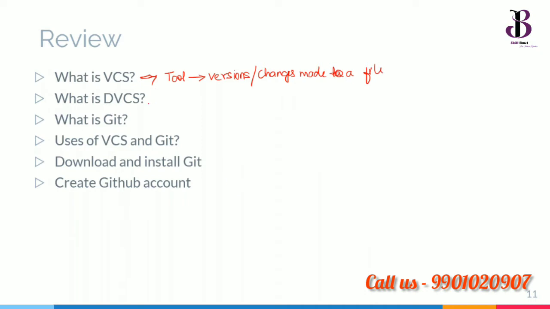So what is distributed version control system? It is the same thing, but you will have multiple users here, multiple users working on a same project. So the whole project is distributed among several users. The aim here is to collaborate and of course to track versions and changes made to the program.